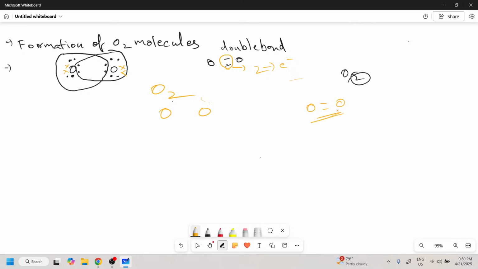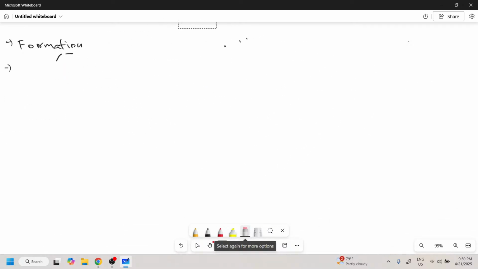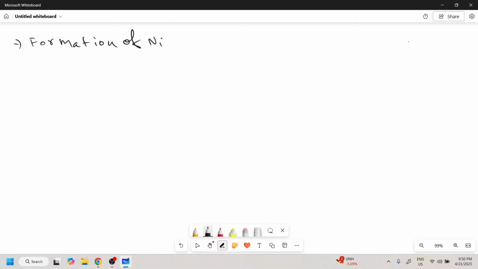Just understand that. I don't want you to be confused about how that double bond formed and what that double bond is. Now I'll go through the last example, which is nitrogen, and this is tricky. Formation of nitrogen. I'm just giving you the question. No need for the question, no time. Formation of nitrogen.